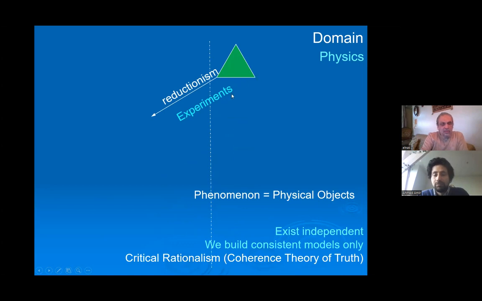This is usually called the ontological level. The level of ontology, the existence of the things per se, has nothing to do with what we do in physics. We build consistent models only, and this is called the coherence theory of truth, which you could also call critical rationalism. You have a certain phenomenon, and you reduce it through experiments, because the experiments will tackle some properties of the phenomenon, not all of them.